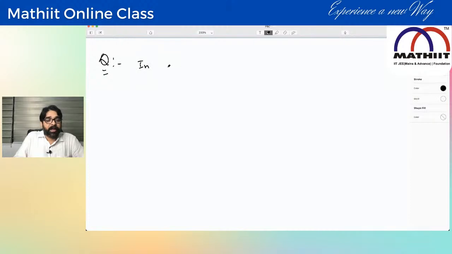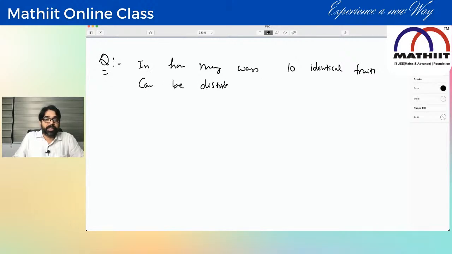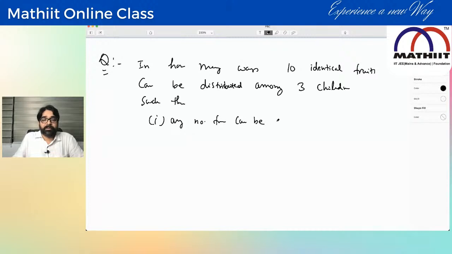Write a question and answer me. In how many ways can 10 identical fruits be distributed among three children such that any number of fruits can be given to any student? To any student means any student can get any number of fruits. In how many ways can I distribute? Answer, everybody.